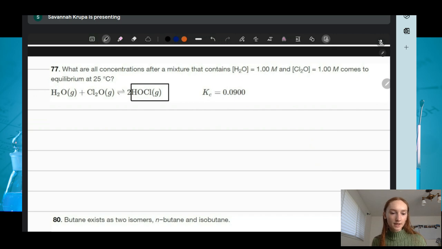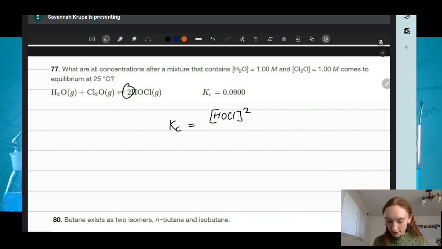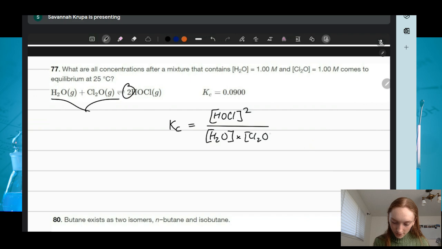And so let's first set up the equation for the constant, just as we did. So Kc will equal the products on top, so that'll be the HOCl. And we are working with concentrations here, so it's concentration brackets. And then this will be raised to the power of 2 since it has a coefficient, and then divide everything by the reactants multiplied by each other. So we have H2O concentration multiplied by Cl2O concentration.